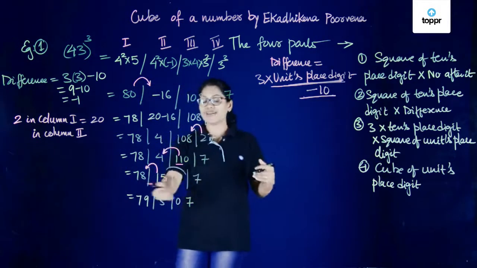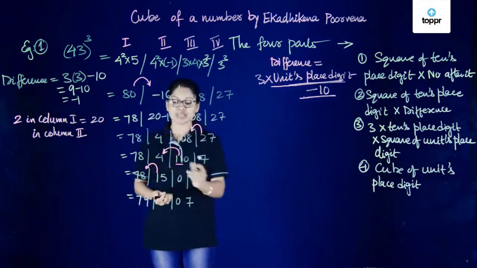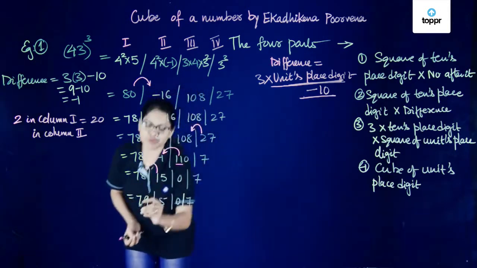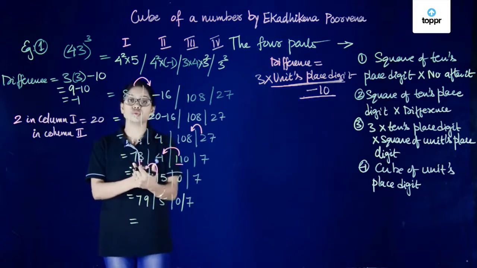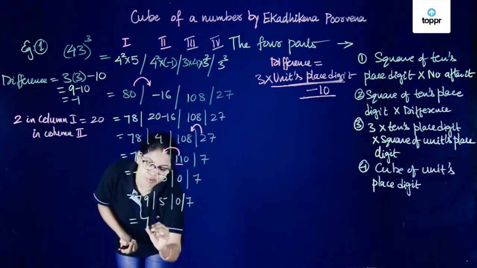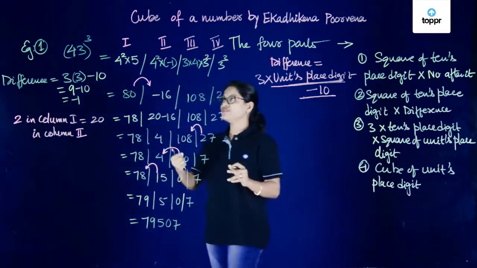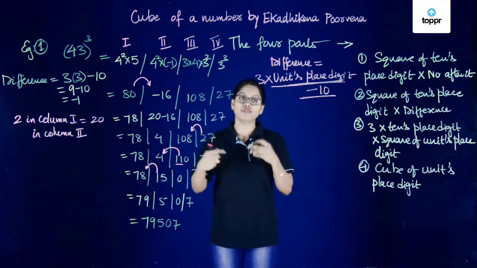A quick check: we have all positive digits and single digits in columns 2, 3 and 4. So here's our answer. We just write the numbers together to get our answer, 79507. So 79507 is the cube of 43.